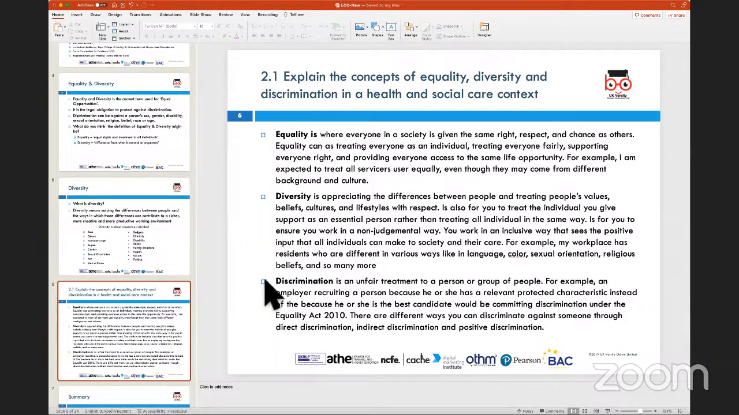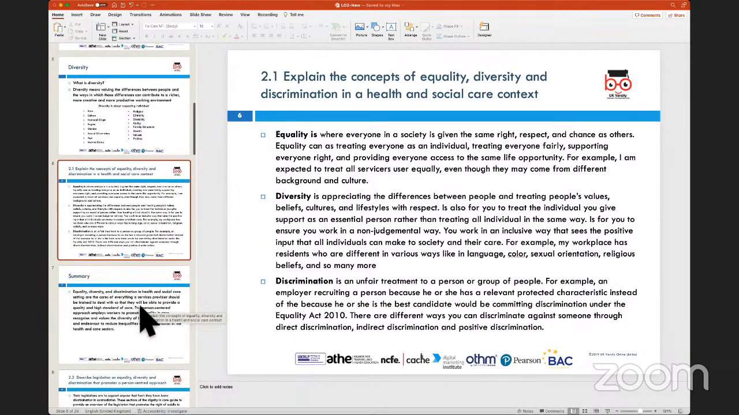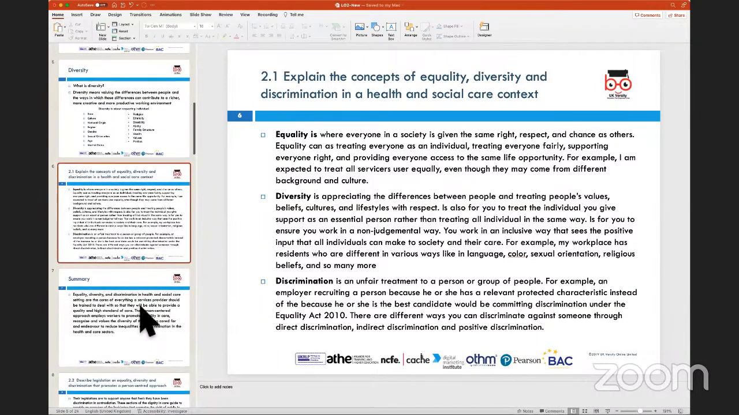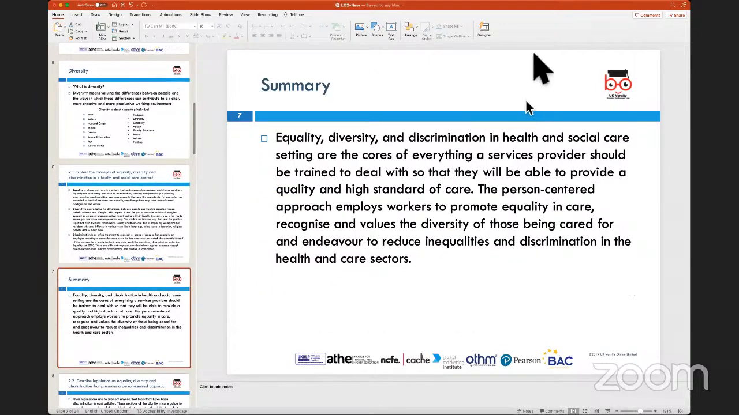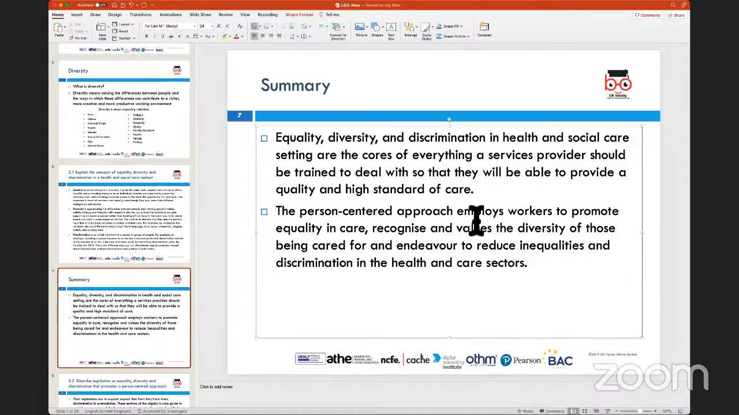So in general, when we look at covering this particular assessment criteria, what we have to do is explain the concepts of equality, diversity, and discrimination. But we also have to give an example of each type, and where we feel that discrimination can be seen, or equality is not being observed, or diversity is not being celebrated, or it's not being applied in the day-to-day working, or when we are providing services to the patient in any sort of health and social care setup.